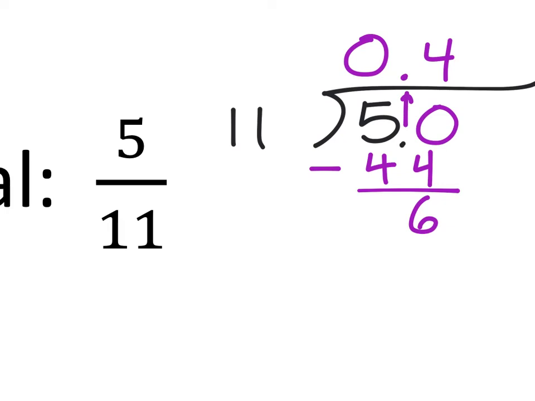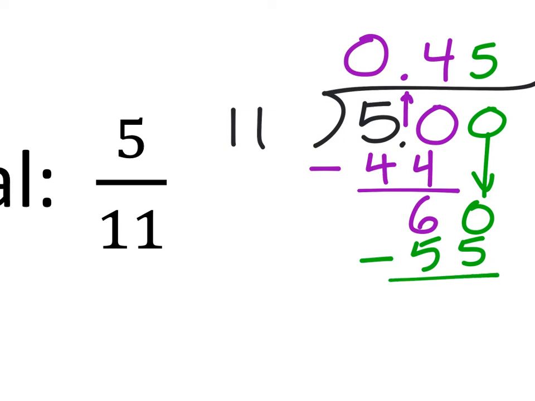Now 6 is too small for 11 to go into, so I'll drop the next 0 and make this 60. And 11 will go into 60 5 times. 5 times 11 is 55. Now at this point, when I subtract, I get 5, right?